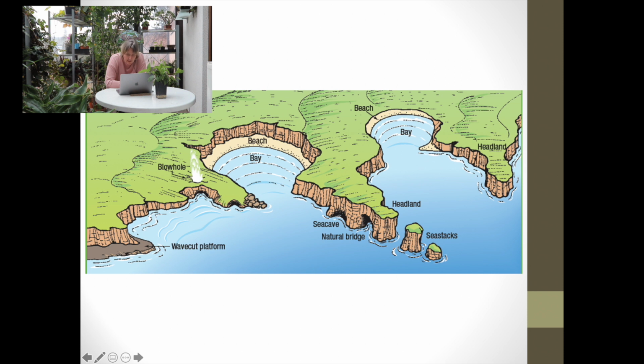We have, what else? The headland, the sea stacks, which are quite interesting, like little stumps of rock. We have a sea cave, a natural bridge. So the parts of the land actually going into the water. We also have a wave-cut platform, so the kind of rock formation that is created by the movement of the sea, by the force of the sea.